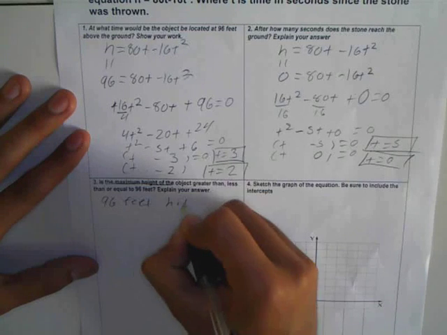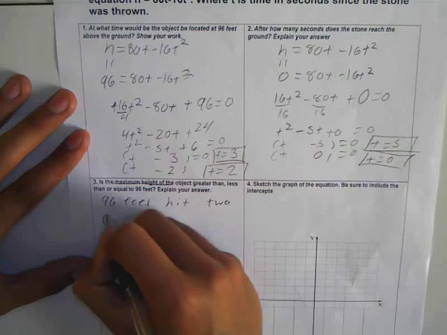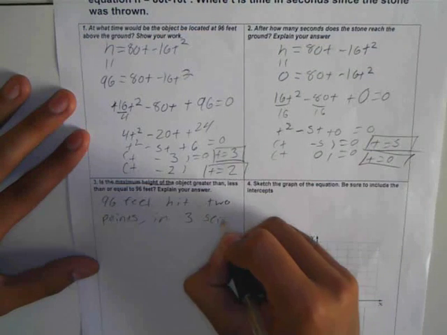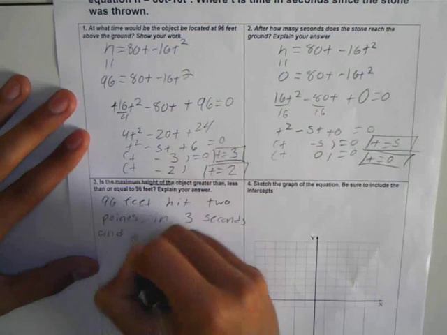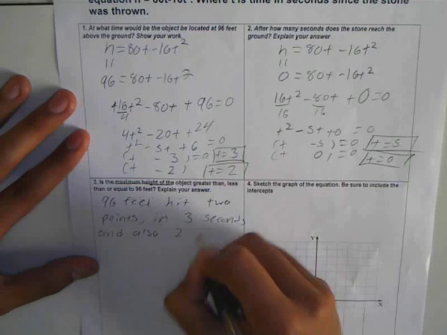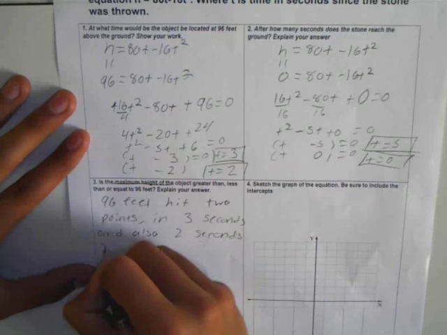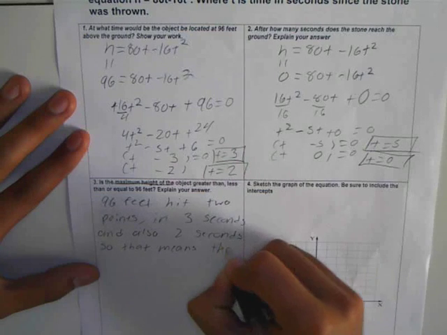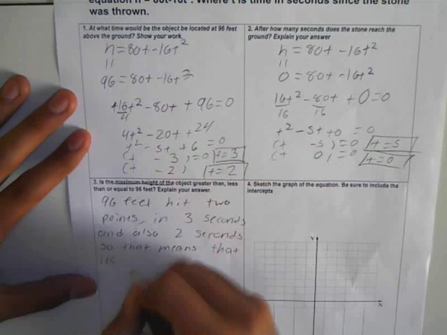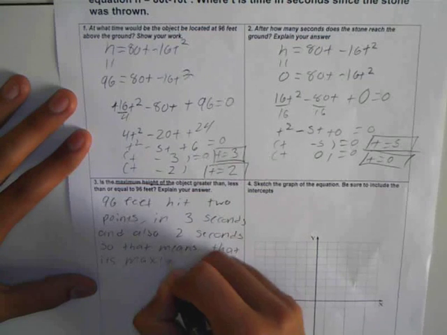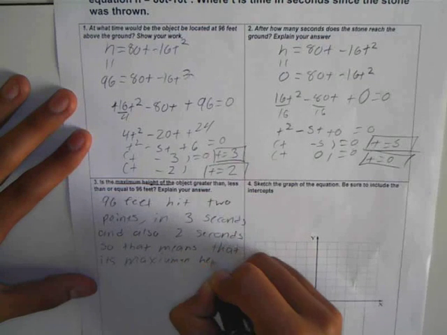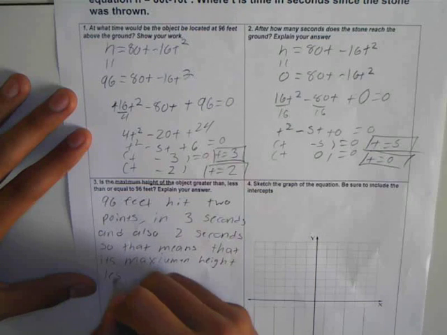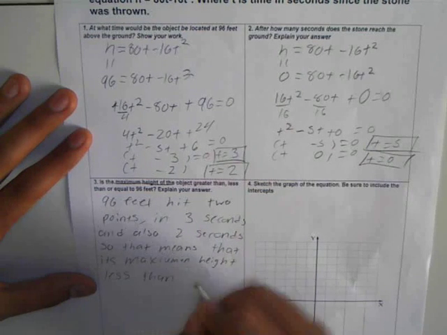Well, the maximum height is only 1 point, and 96 feet hit 2 points, in 3 seconds, and also 2 seconds. So that means that it's not the maximum height. So it has to be less than. So it's less than the maximum height.